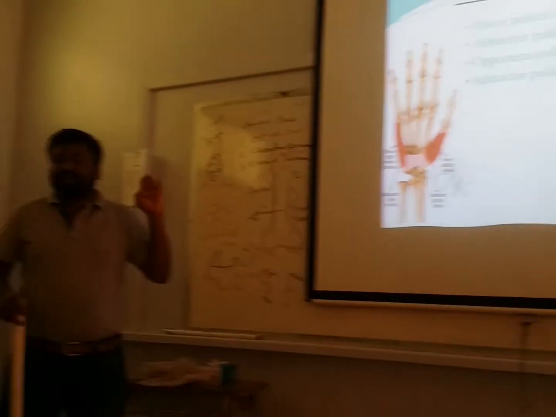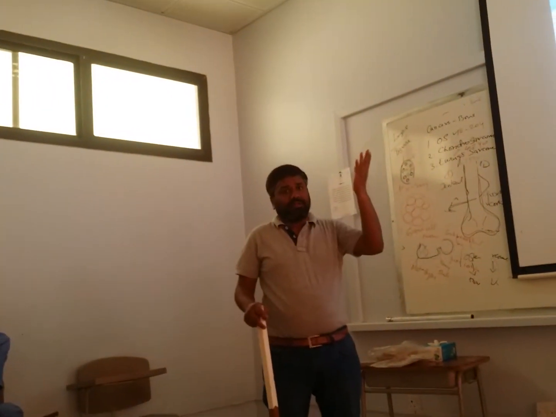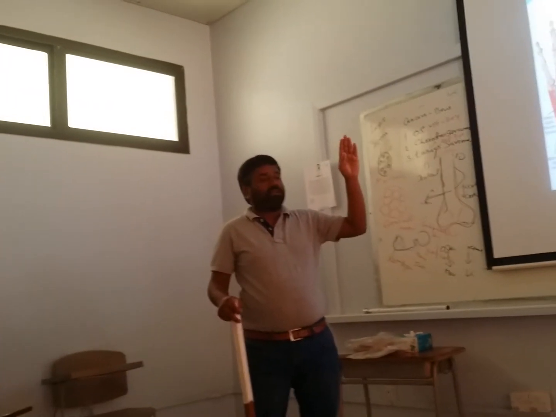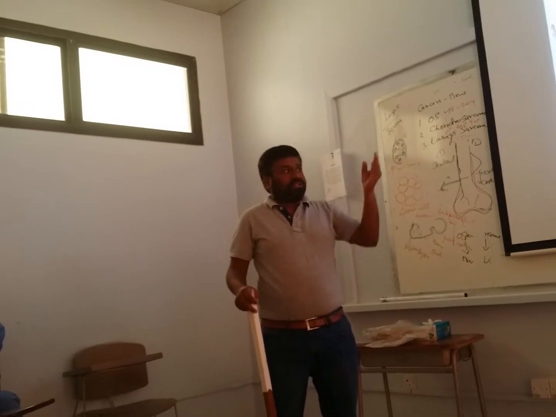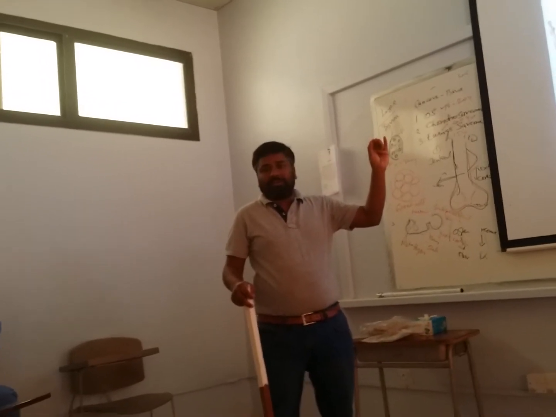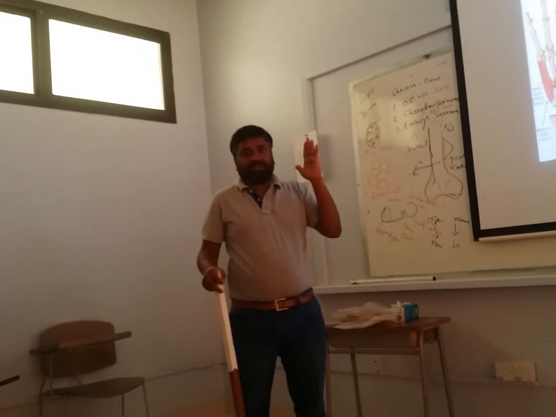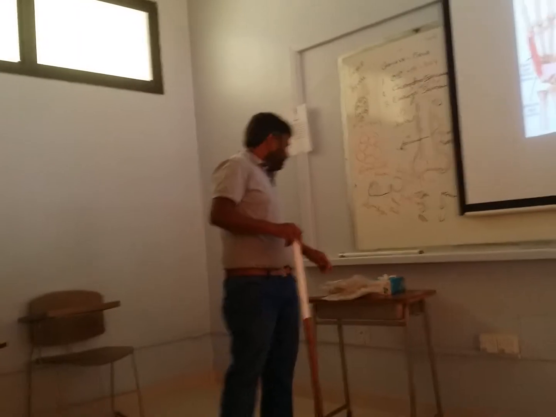in the thenar eminence. And the actions of these muscles: flexor pollicis, flexion. Okay. Then abductor, so it causes abduction. And then opponens, I showed you. This is the opposition action. And then adductor pollicis, that is adduction. This action. We'll show the slide.